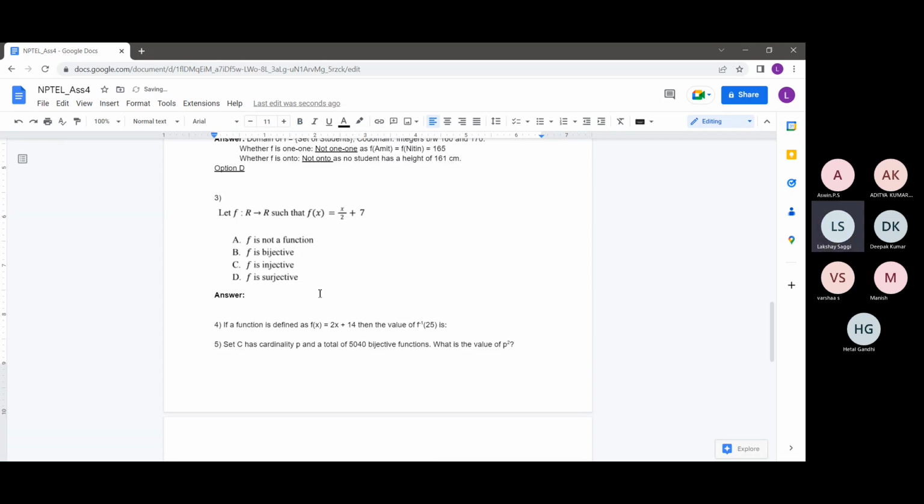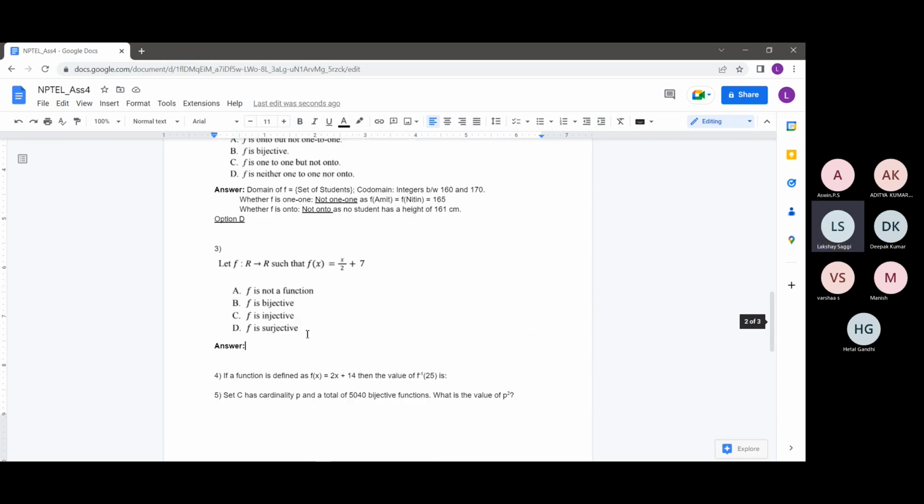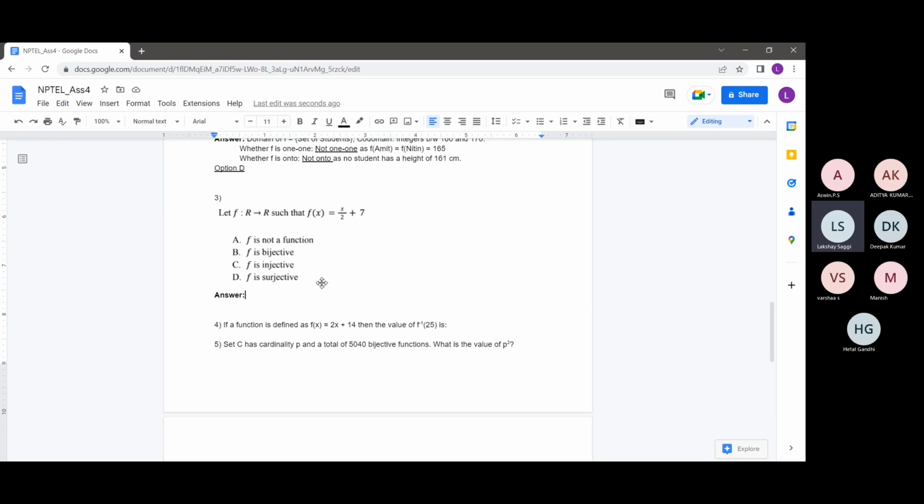So the questions are basically of similar flavors. Here we'll be traversing mostly these concepts of one-one and onto-ness only, but in different ways, which you may find interesting. Some questions which lie ahead. So let the function be from R to R, so that f of x is x by 2 plus 7. So which of the following options is correct?